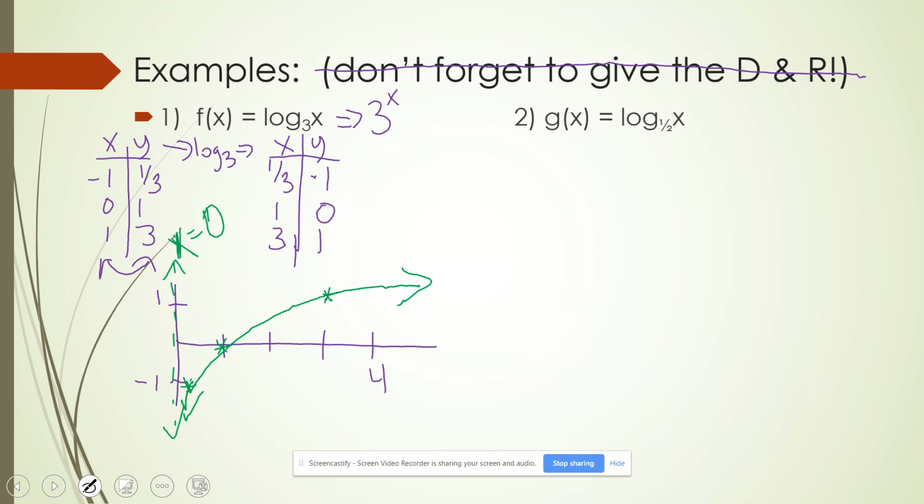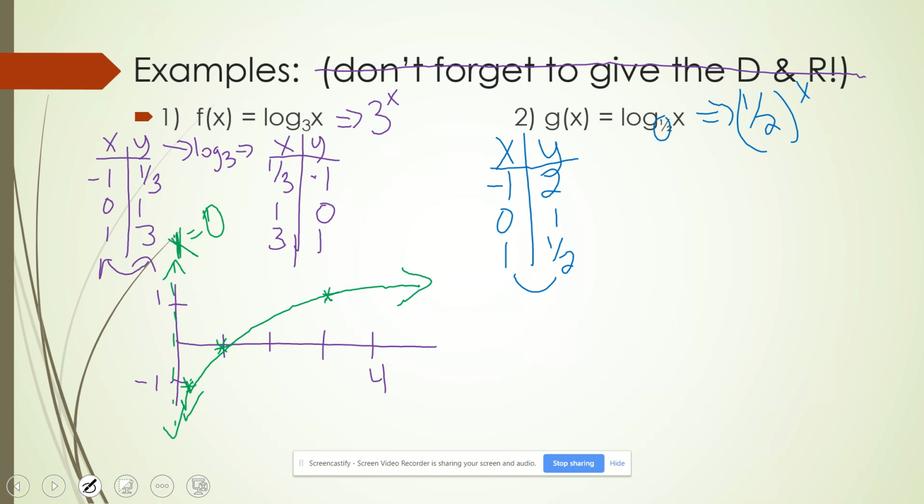All right, let's try this second example. So our base is 1/2. The inverse function then is 1/2 to the x power. Start with an xy table for that. Negative 1, 0, and 1 gives us 2, 1, and 1/2.